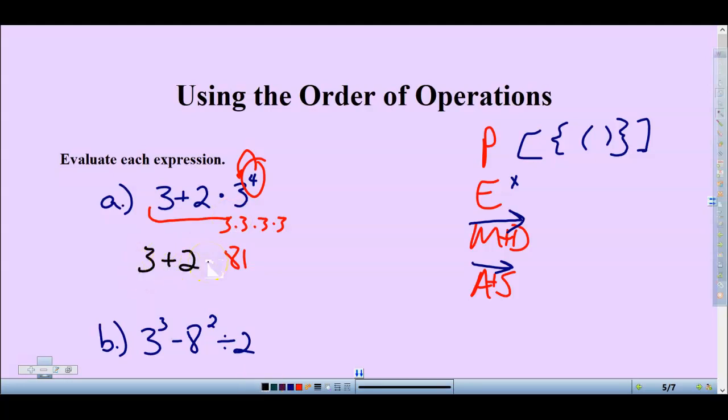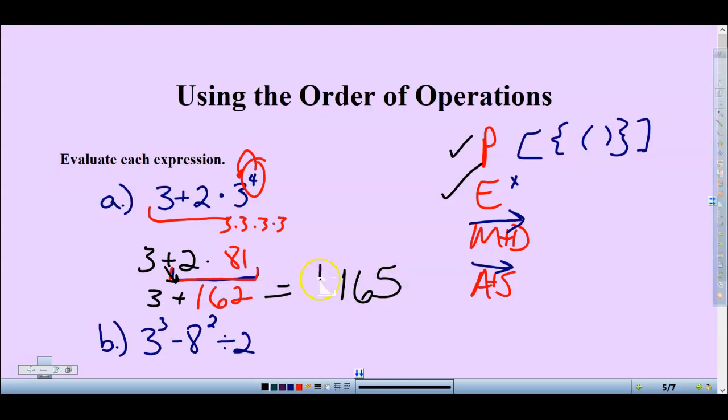And then we keep going with PEMDAS. Well, again, parentheses are out of there. Exponents are now gone. So now we're going to do multiplication and division. I do see one multiplication here, the 2 times 81. So we're going to go ahead and take care of that quick. And 2 times 81, that's 162. Again, drop everything else down that we did not use. And go ahead and add on through because that's all that's left. 165 for that first one.